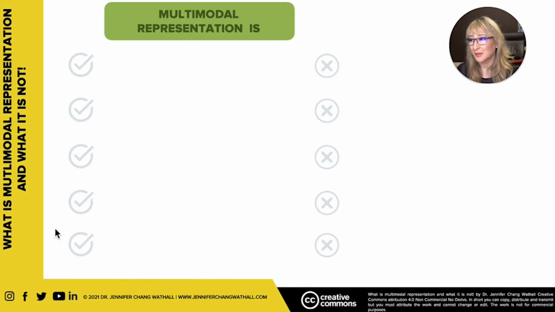Today I'm going to be talking about multimodal representation and using a concept attainment idea, where we look at examples of multimodal representation and we look at non-examples of what multimodal representation is not. So if you're interested in this topic, then please keep on watching. Okay, so let's have a look at what multimodal representation is.